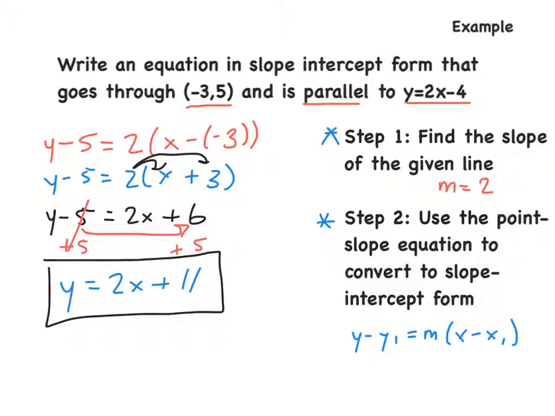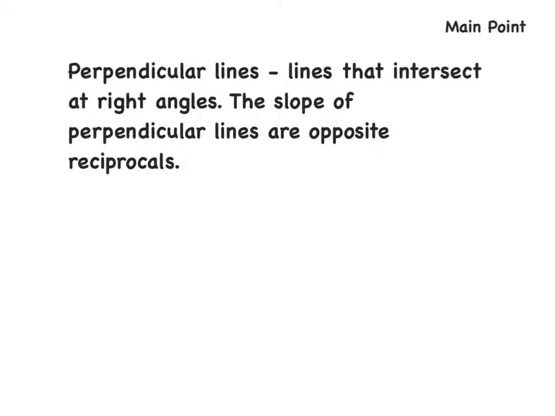Remember, parallel lines must have the same slope. So we have 2. We have 2. And so this, y equals 2x plus 11, is our final answer. I really need you to write down these steps because this is very important when you're trying to solve a parallel line problem.